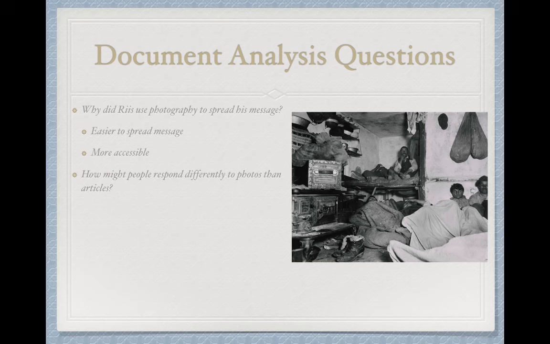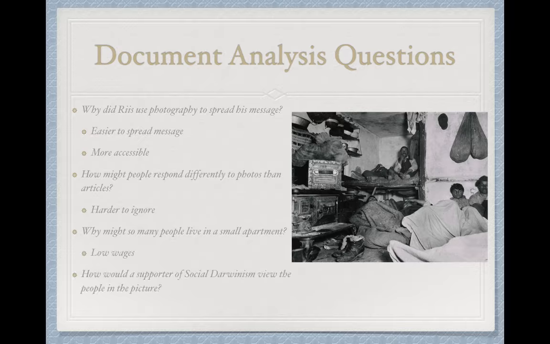How might people respond differently to photos than articles? Well, it's harder to ignore photos than it is articles. And why might some people live in a small apartment? Why are there so many individuals crammed into this tiny apartment? Well, they had low wages, and it was very difficult for them to afford bigger apartments.